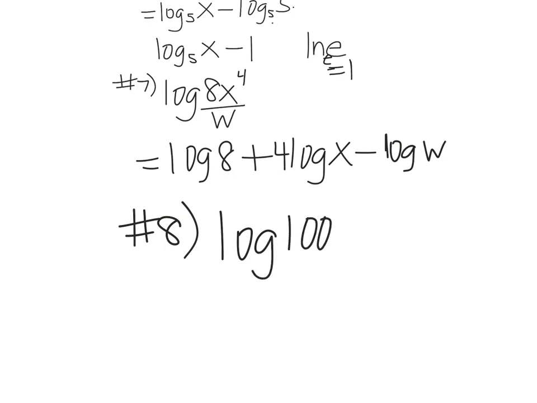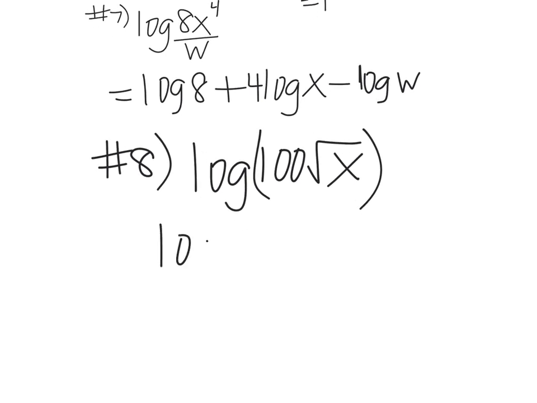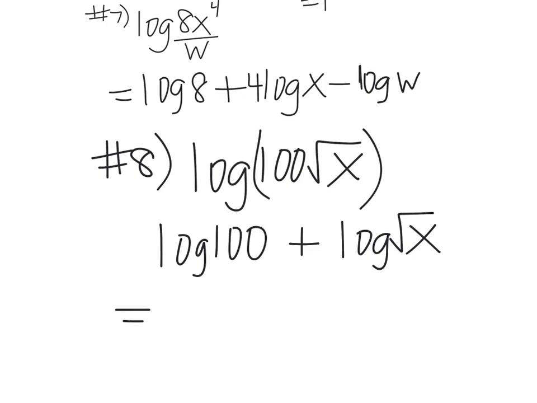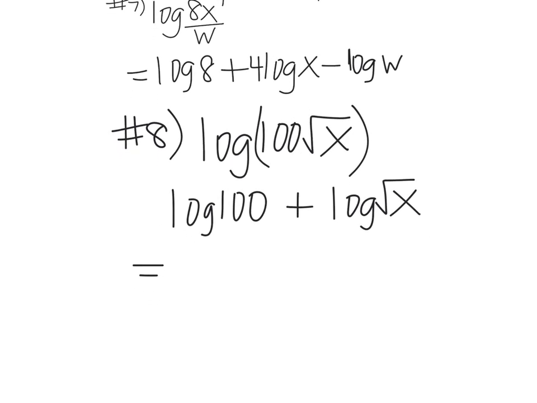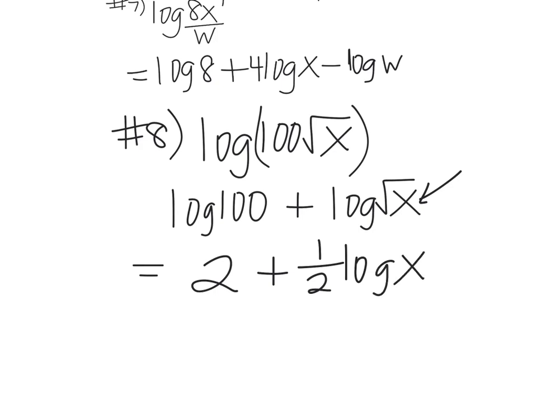Log of 100 square root x. Let's break that down and simplify if possible. So this would be log of 100 plus log of the square root of x. Let's simplify this. So that's 2, right? 10 to the what is 100? It's 2. Plus, and this one, square root of x is x to the what? 1/2. So bring the 1/2 down. 1/2 log x.